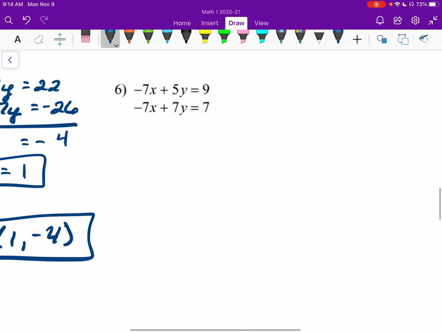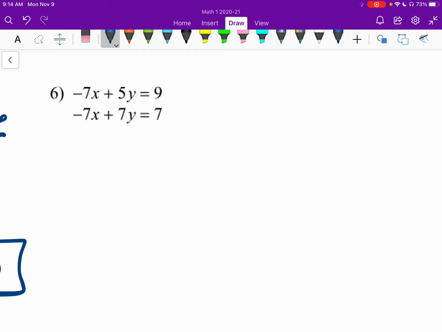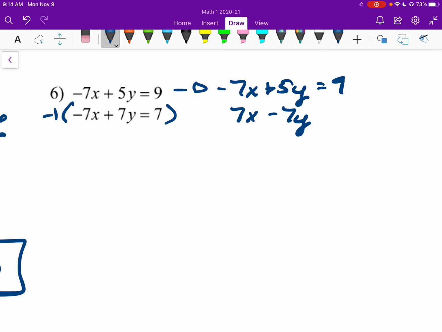All right. Number 6. Again, I look here and I'm like, well, which one can cancel? I've got a 7x on both sides. Actually, they're negative 7s. But since they're both negative, I'm going to have to multiply through by a negative 1. So the top one stays the same. Negative 7x plus 5y is 9. The bottom one turns into 7x, positive 7, minus 7y equals negative 7.